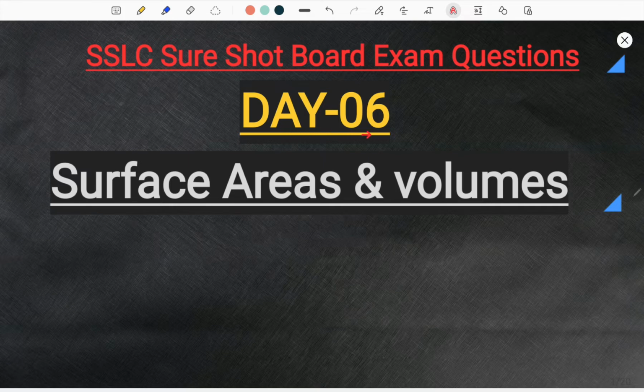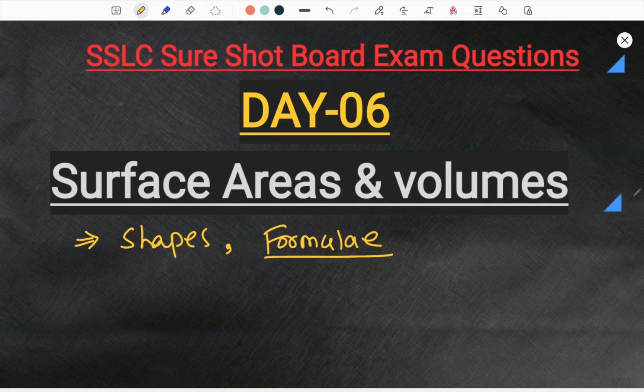Today is day 6 of SSLC short board exam questions, and today's chapter is surface areas and volumes. When I say the chapter name, first of all you should think about so many shapes, solid shapes, and you should know all the related formulae; they must be fixed in your mind. If you remember all the formulae, definitely you are going to get 1 mark in this.